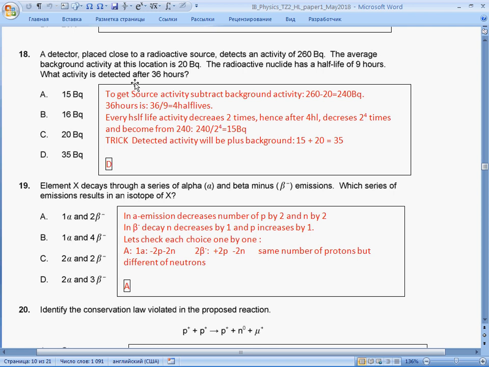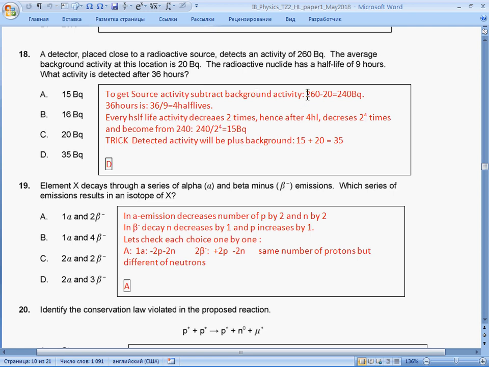18. Detector placed close to radioactive source detects activity 260. The average background activity is 20. Radioactive nuclide has a half-life of 9 hours. What activity is detected after 36 hours? Here's the trick with background radiation, twice.